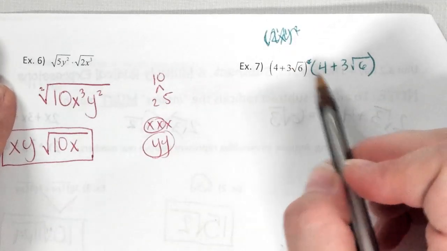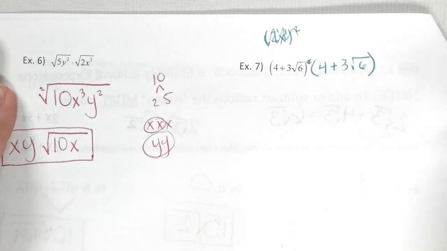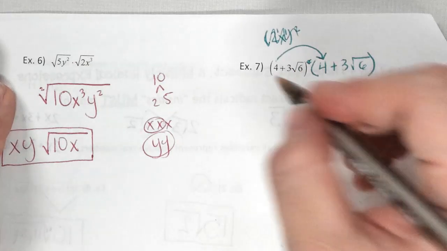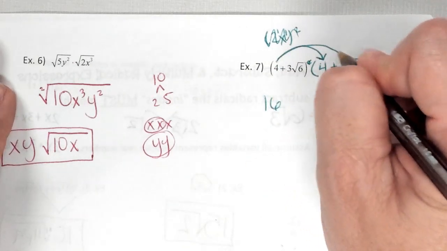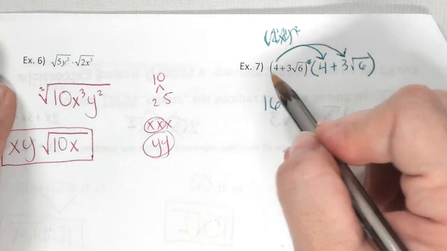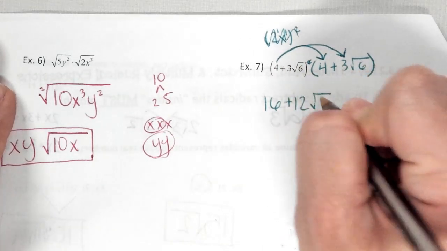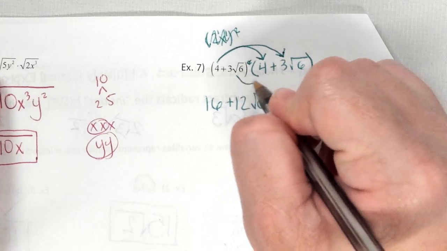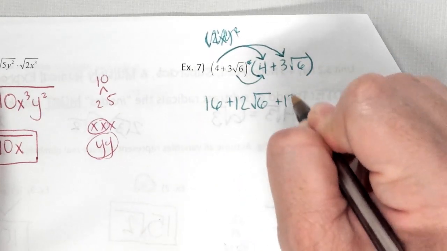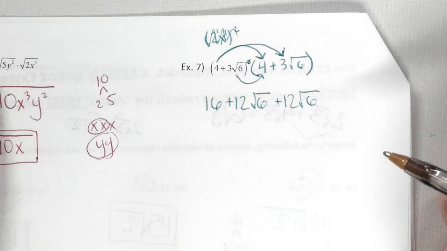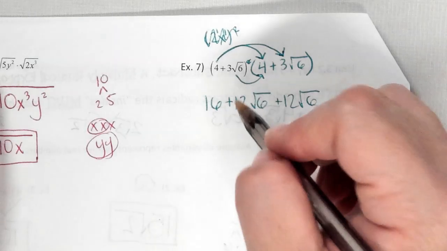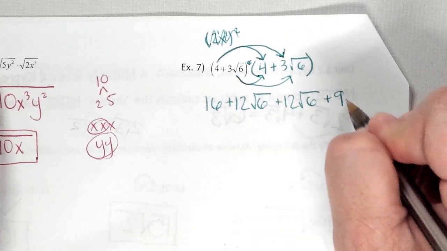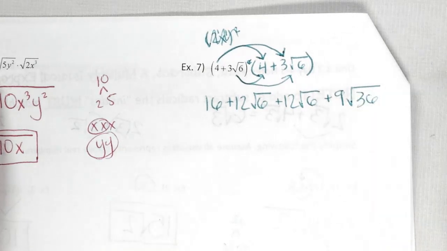So I have to double distribute this. Yes, or FOIL, whatever you use. So 4 times 4 is what? 4 times 3 root 6. Well, outside numbers multiply. What's 4 times 3? And there was no other root to change the 6, so it's just 6. Same concept, 3 root 6 times 4. Well, 3 times 4 is 12, and then the root 6 gets brought down. And then 3 root 6 times 3 root 6. Well, what's 3 times 3? 9. And then what's 6 times 6? 36.